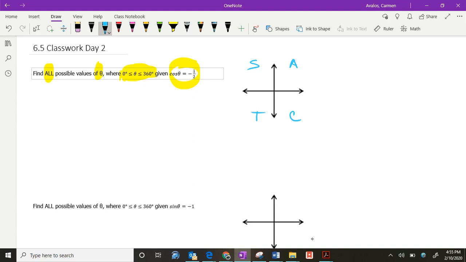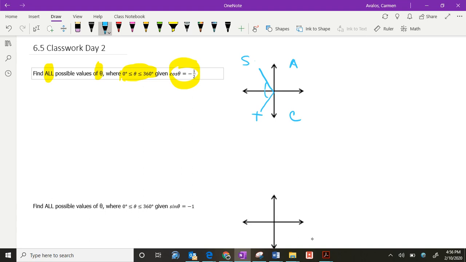Well, cosine is the x-axis, so we know it's going to be negative in the second quadrant and in the third quadrant. So that's where they're going to be negative. We know that we're talking about the 1/2 there, so it's going to be the same reference angle. We're going to draw the same reference angle going this way, and then it's going to go this way as well. So they're going to have the same reference angle, this angle and that angle.